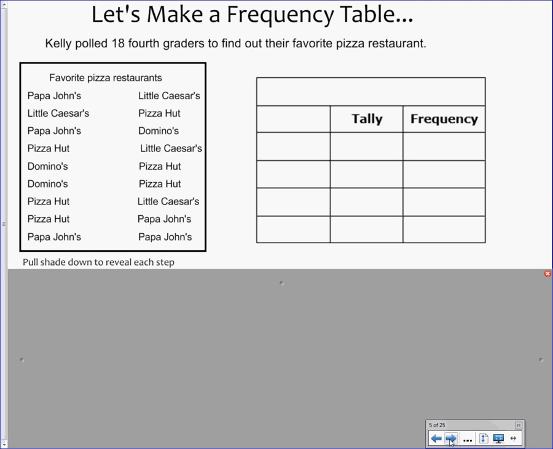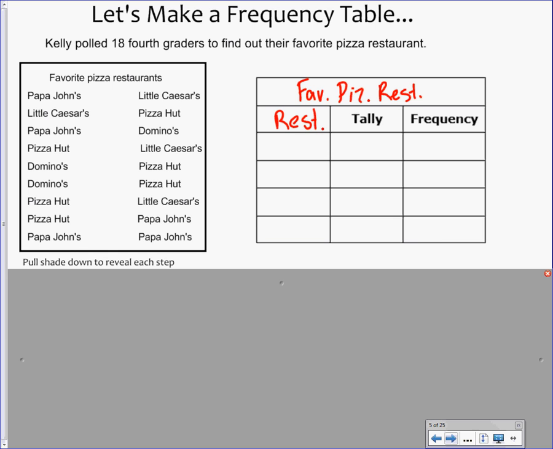Okay, so then we went to given data. Kelly polled 18 fourth graders to find out their favorite pizza restaurants. So we talked about what the title would be, and they came up with favorite pizza restaurants. And the column is going to have the different restaurants, so the column title would be restaurants.